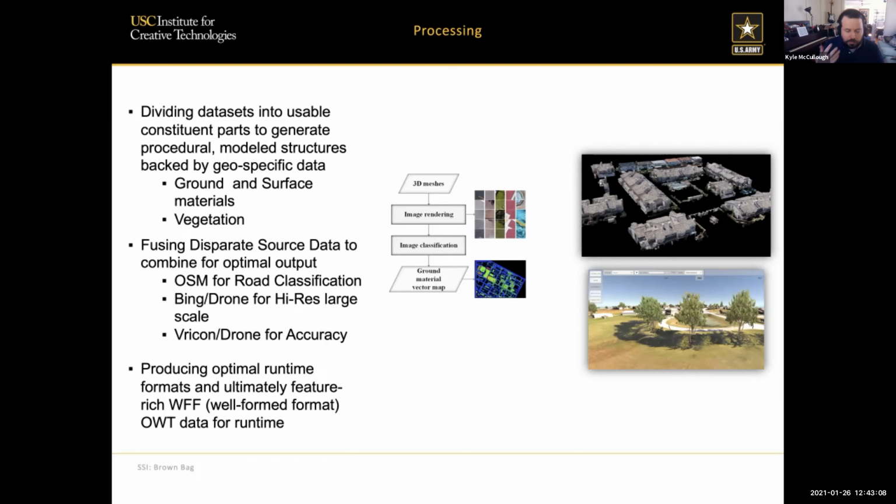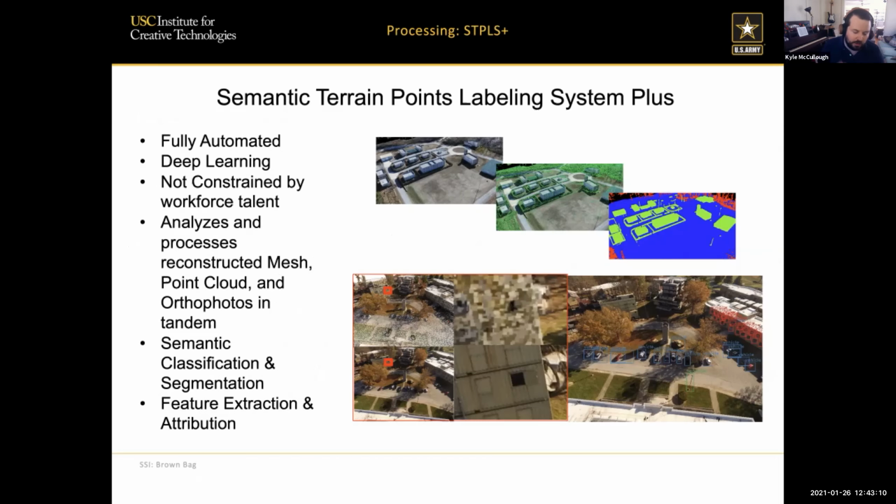A little bit more about that process: it's a piece of software called STAPLES Plus, developed in-house at ICT. It's the Semantic Terrain Points Labeling System Plus. If you look at the images on the right side of the slide, the top left image is what a human sees. We see this and we make a lot of sense of it. We see buildings, we see a fence, we see the ground. We know that's probably dry grass. We see roads. When the computer looks at this, it sees triangles, polygons, and texture meshes. It doesn't really know much about it.